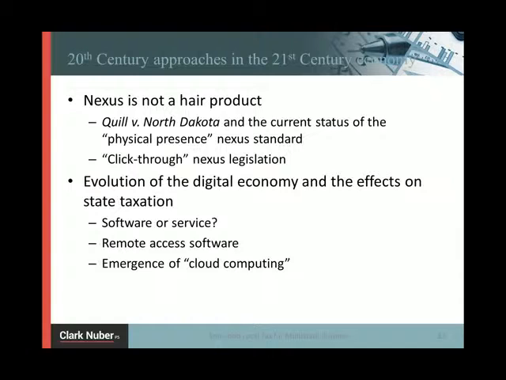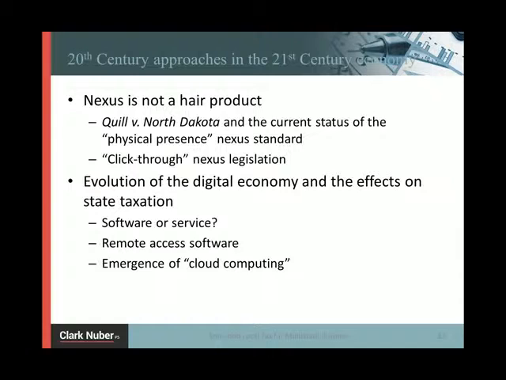Now, under the Quill case and under the U.S. Constitution, in order to impose a sales or use tax collection obligation on an out-of-state company, the state of the law is that there still needs to be a physical presence. But one of the ways that the states have become much more aggressive in interpreting the physical presence requirement, particularly over out-of-state internet sellers of products, for example, Amazon.com.